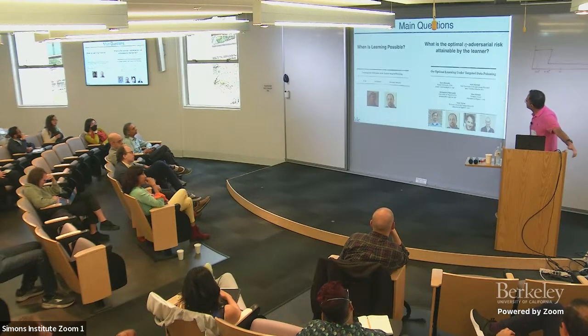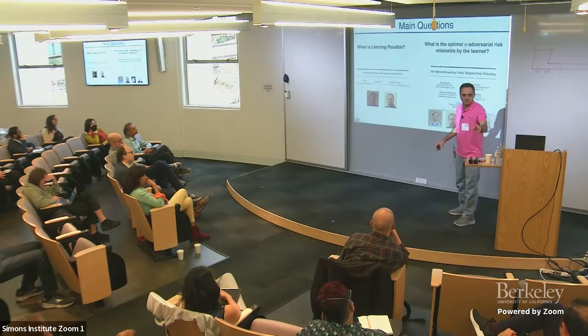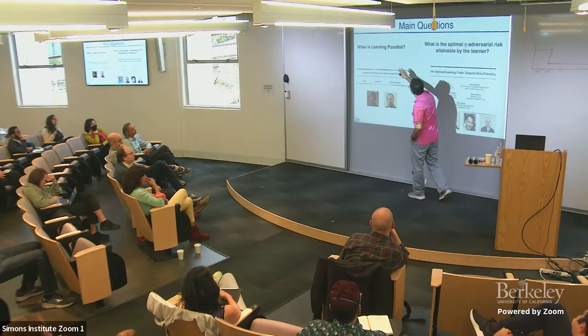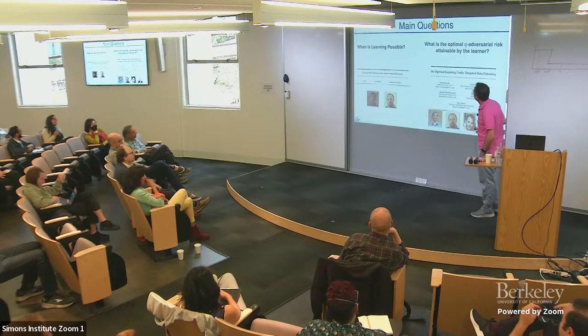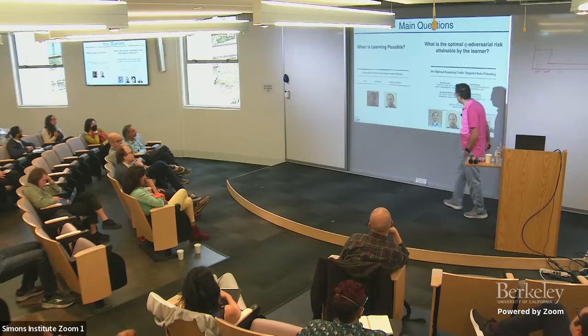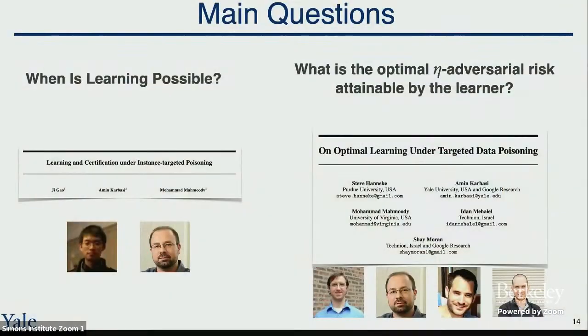Okay. So the talk has two parts. In the first part, I'm going to talk about when is learning possible, and this is work with G and Mohammed. And in the second part, I'm going to briefly talk about what is the optimal risk that we can obtain. And this is work by Steve, Mohammed, Idan, and Shai.